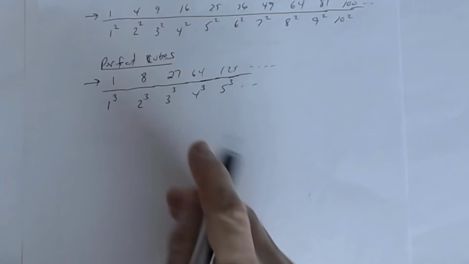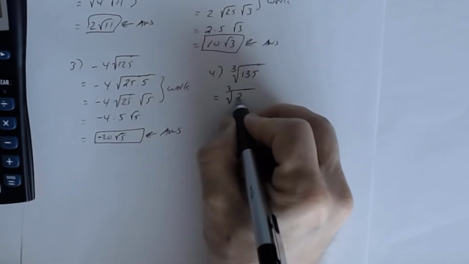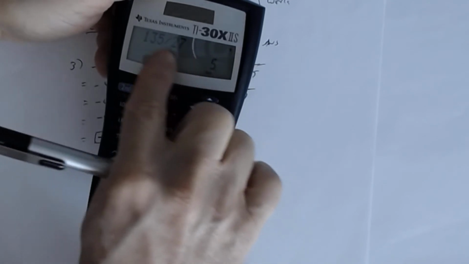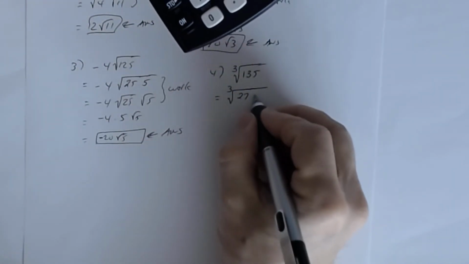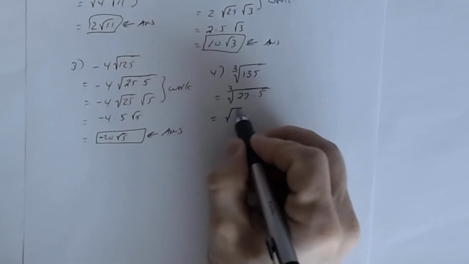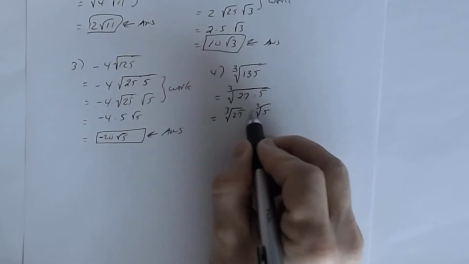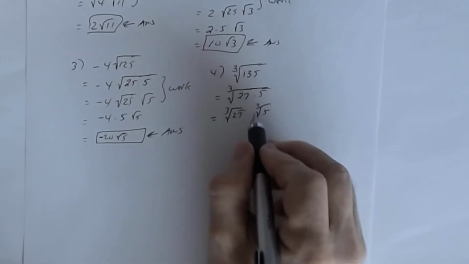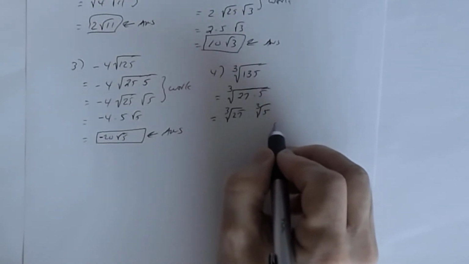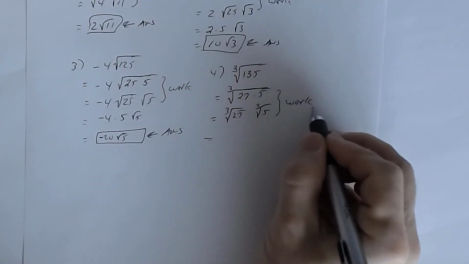All right, so you're going to write it like this now. So this will be the cube root of 27 times 5, which is 135. And then using the product rule, I get the cube root of 27 times the cube root of 5. Make sure you put the index. If you leave the index off, it's now understood to be square root, and you're not going to get all your points. And so this is your work, and now you can write the answer.